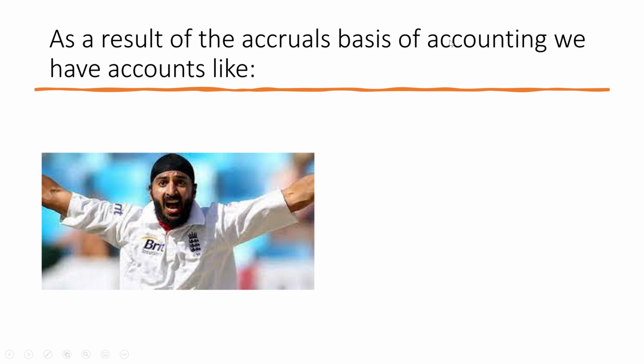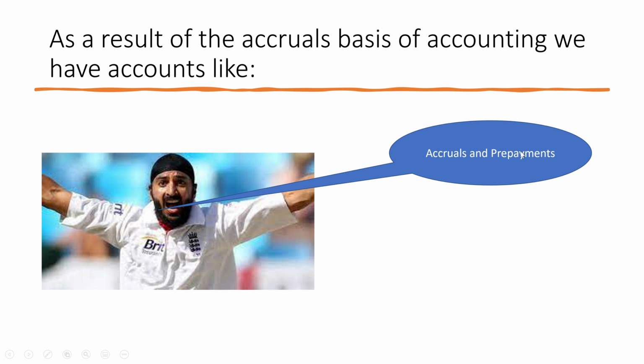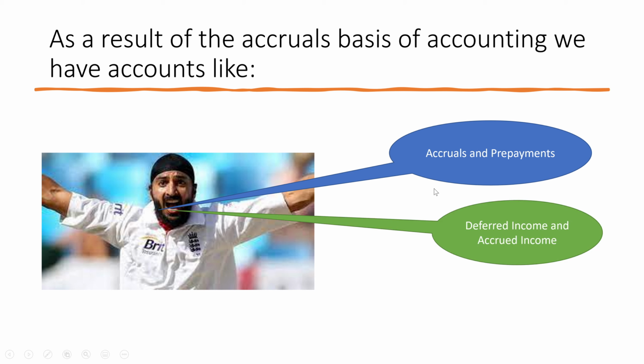So as a result of the accruals basis of accounting, we have balances like accruals and prepayments. I'll go through those in a separate video. We also have deferred income and accrued income. So accruals and deferred income are liabilities, whereas prepayments and accrued income are assets. But you don't need to know too much about the accounting for them yet.